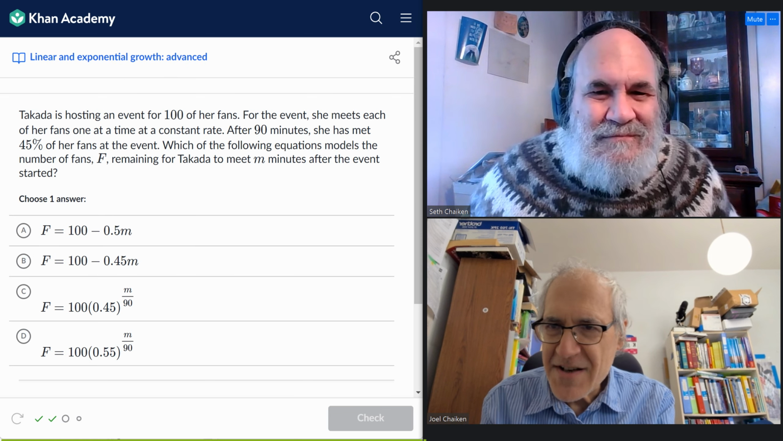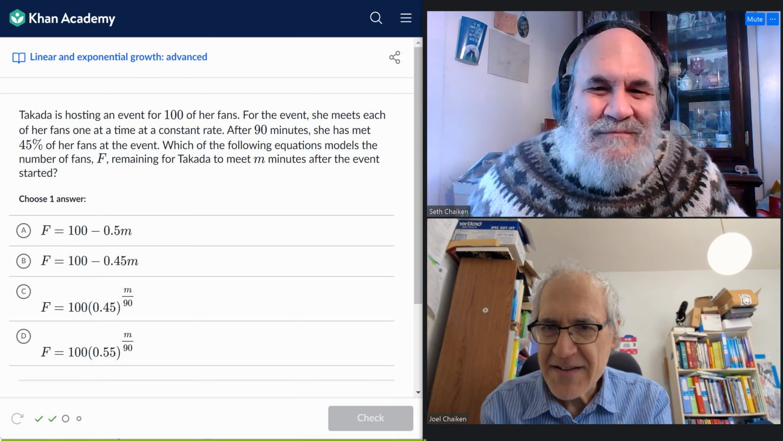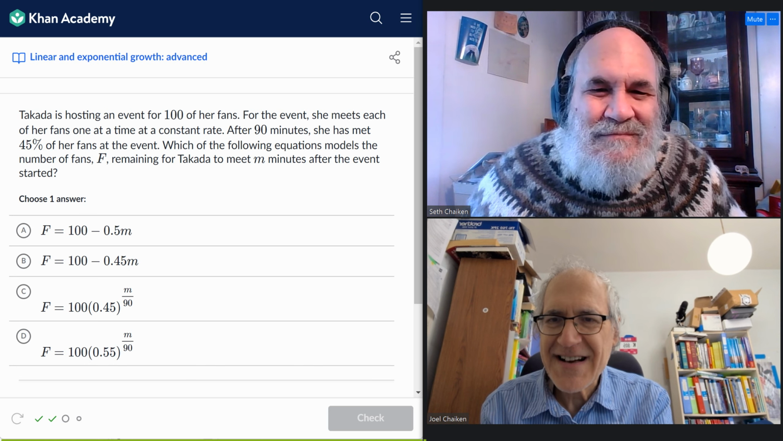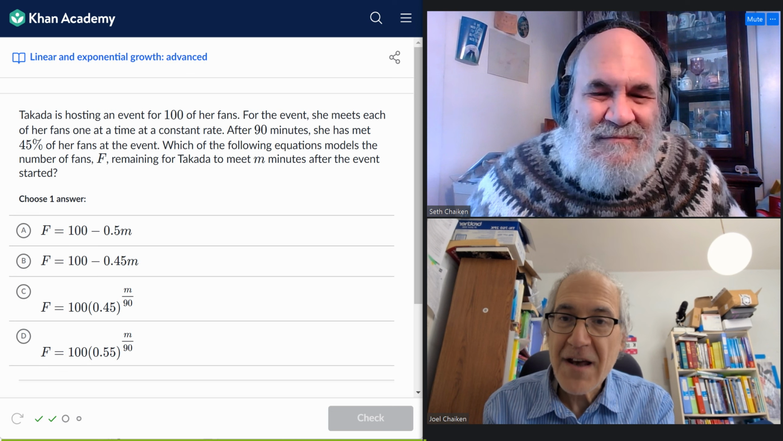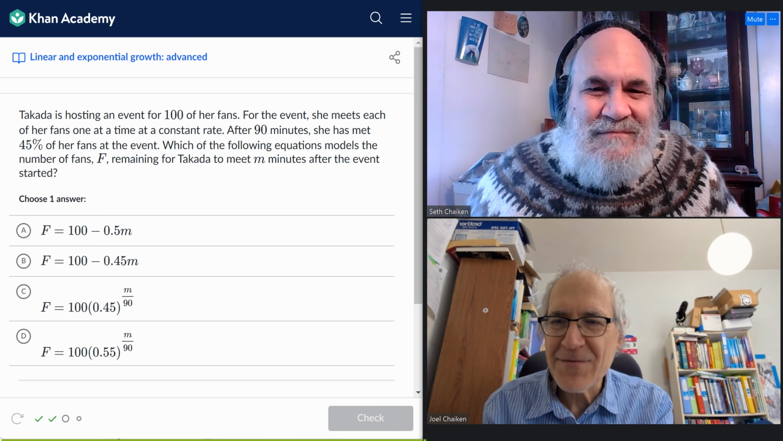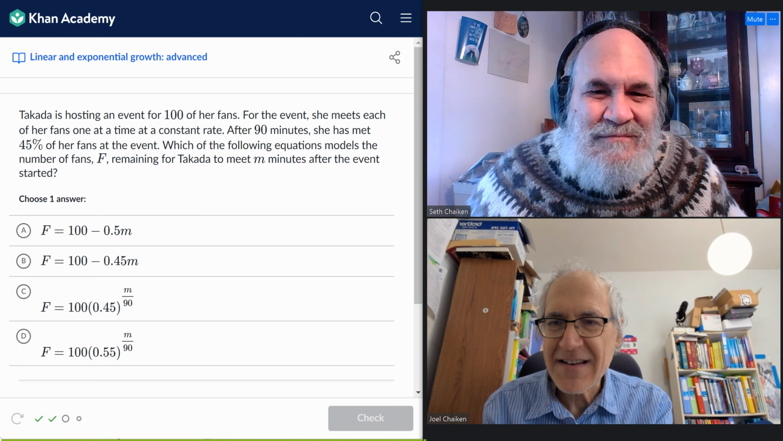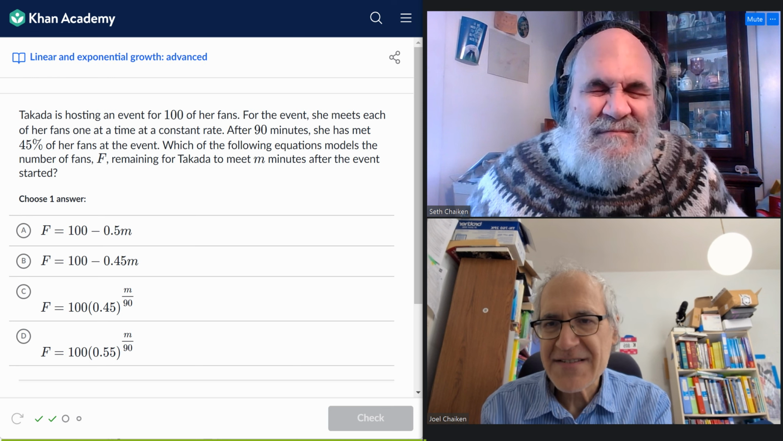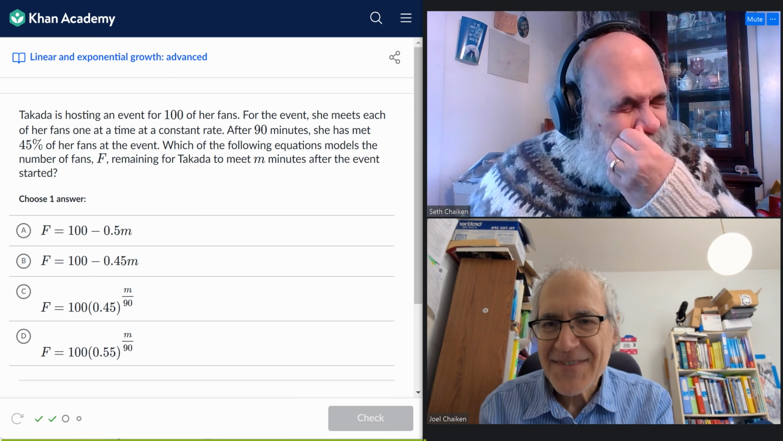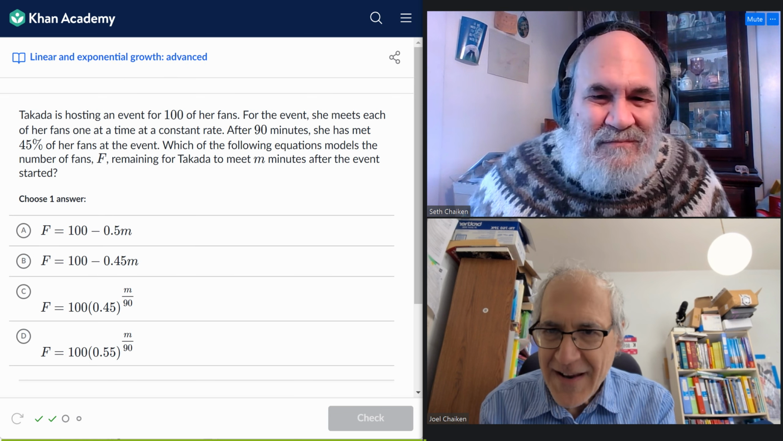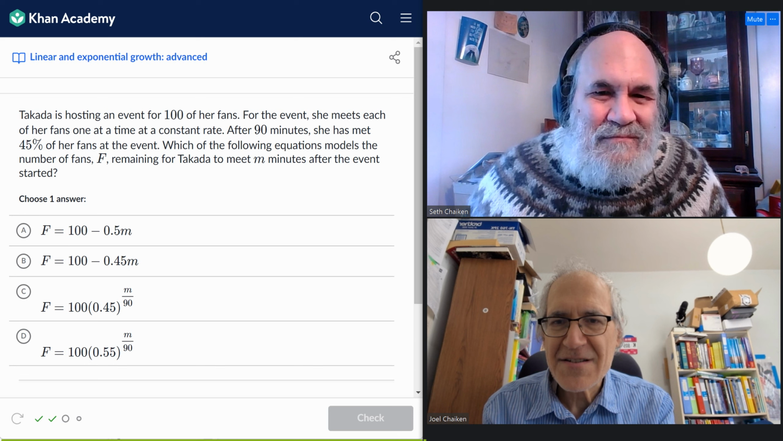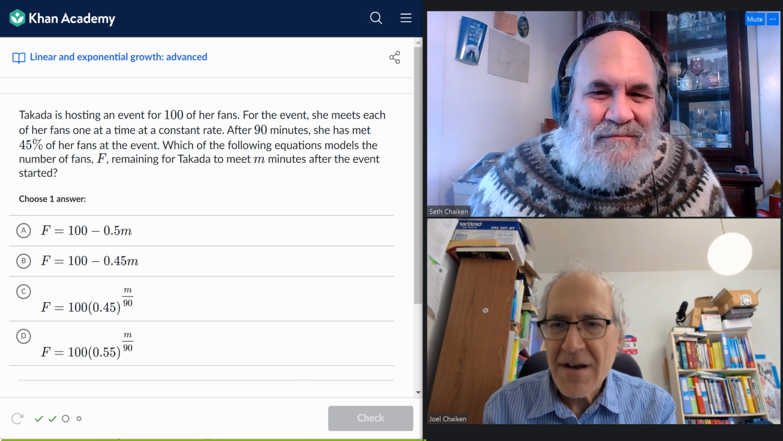Okay, someone is hosting an event for 100 of her fans. For the event, she meets each of her fans one at a time at a constant rate. After 90 minutes, she's met 45% of her fans at the event. Which of the following equations models the number of fans F remaining for her to meet M minutes after the event has started?